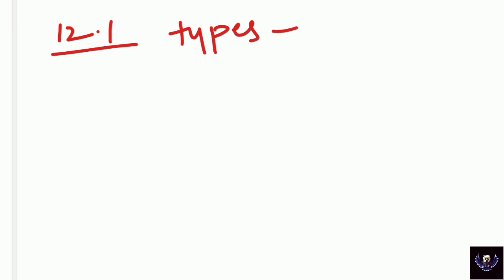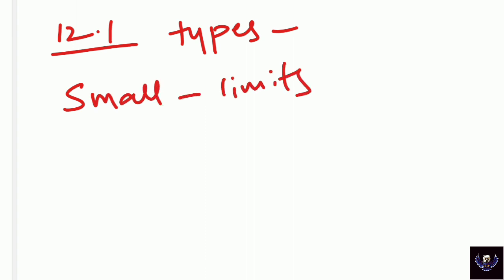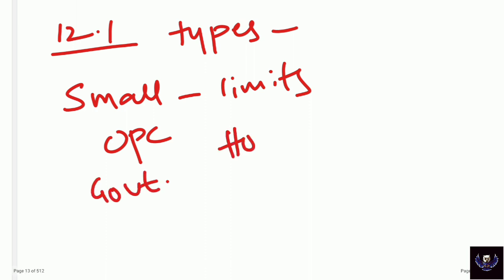So from the first part, it's from 12.1. The things you are having are types of companies, classification, and the features of the companies. Like you are having small company, its limit, then OPC, then government company. You are having holding and subsidiary companies. Okay, these types of bifurcations will be there. You have to go with them.